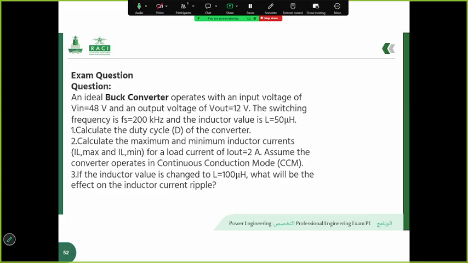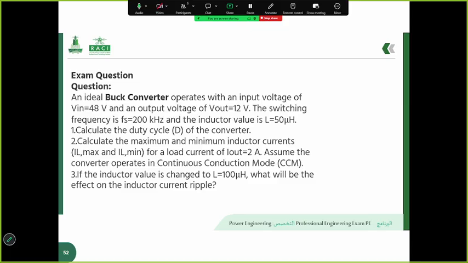Okay, this exam question focuses on the steady-state analysis and key performance characteristics of an ideal buck converter operating in continuous conduction mode. The converter steps down an input voltage of 48 volts to an output voltage of 12 volts, and the first task is to determine the duty cycle using the fundamental buck converter relationship, Vo is equal to D times Vin, which directly links the output voltage to the switching control.